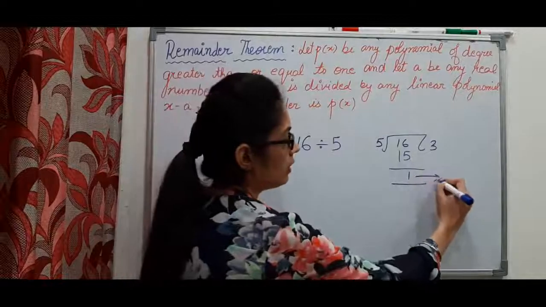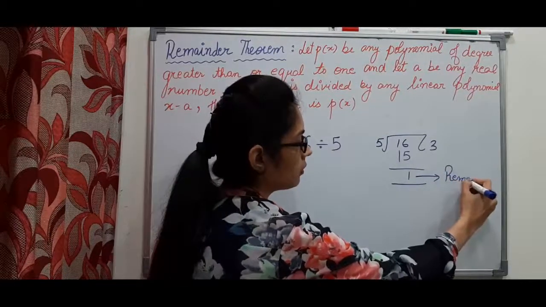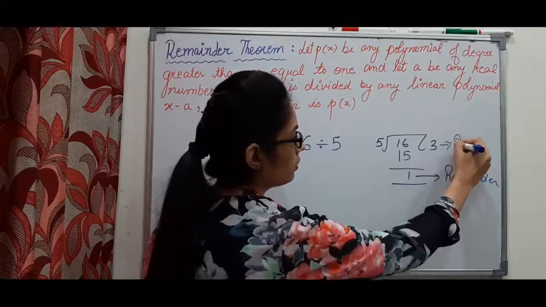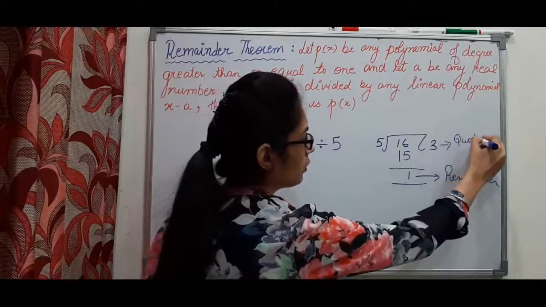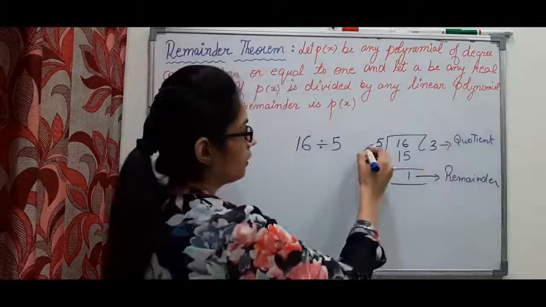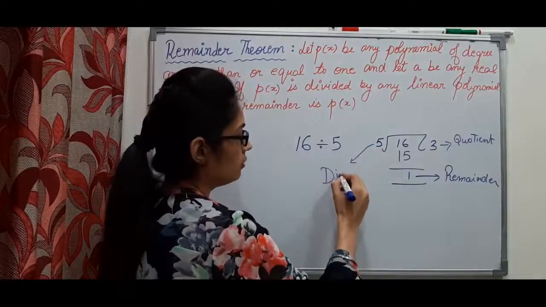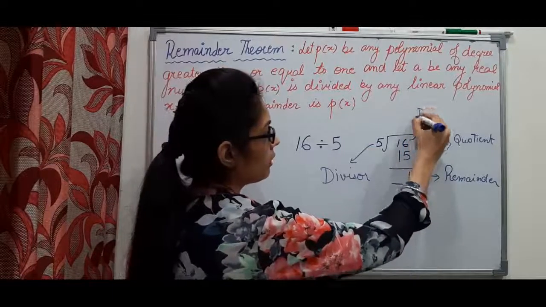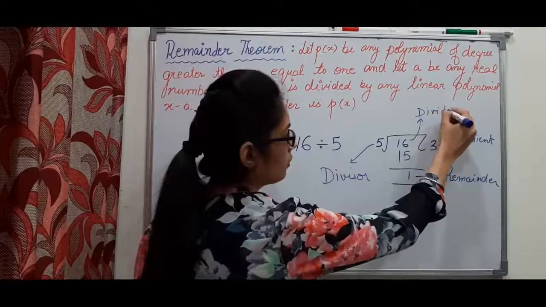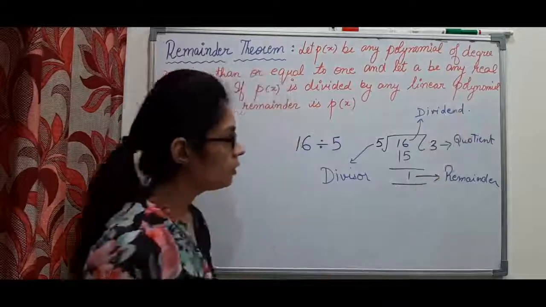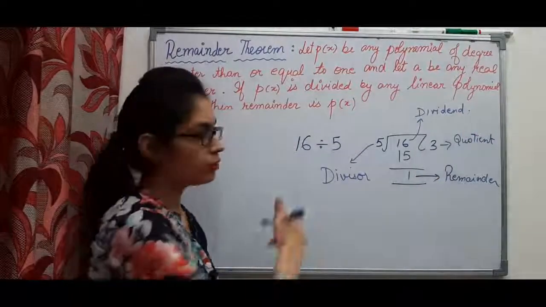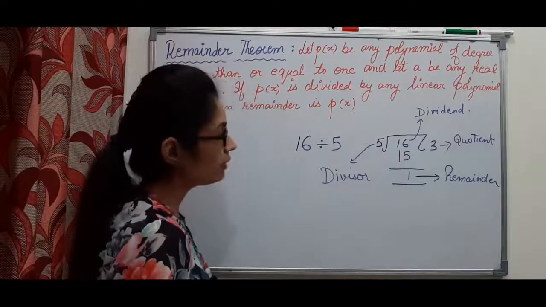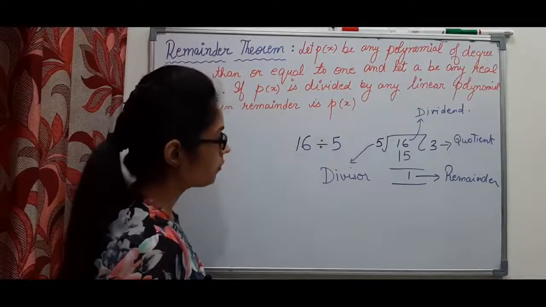So this is the remainder, this is the quotient, this is the divisor, and this 16 is your dividend. So now let's see what is the relation between all these four things. What's the relation between them?